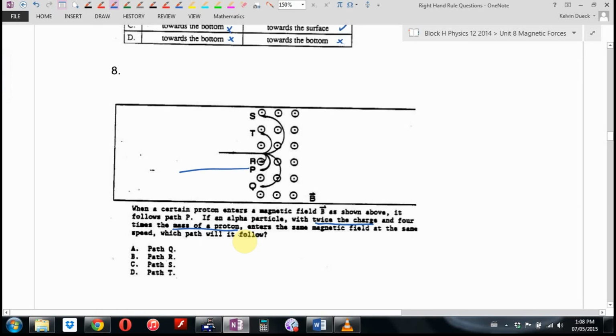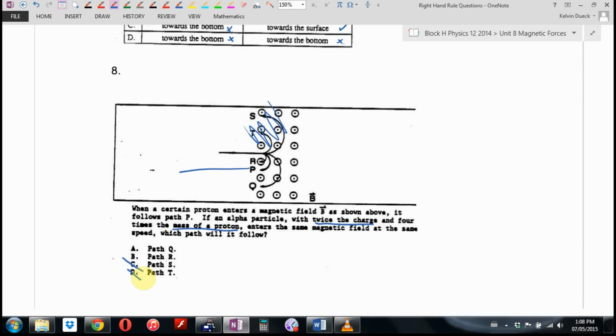Alphas are positives, so first of all, I know those are wrong. I remember alpha particles are positive. In other words, I would cross out those two. Now, if it had twice the charge, it would deflect even tighter. Oh, but what else does it tell me? 4 times the mass. Read carefully. Okay, 4 times the mass. You know what? That's going to make it tougher to deflect.